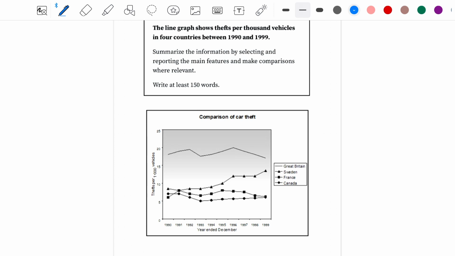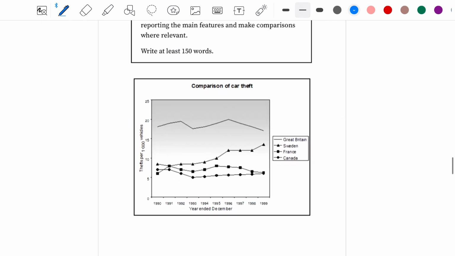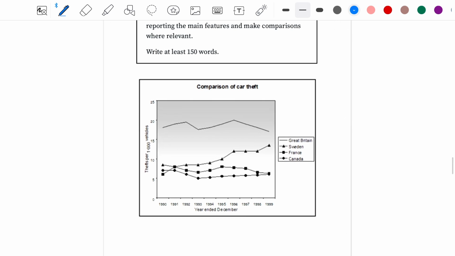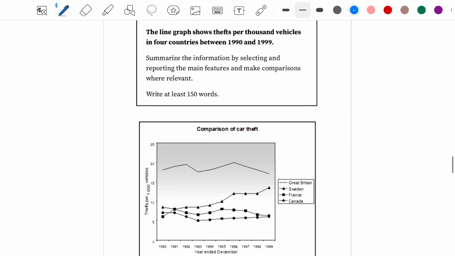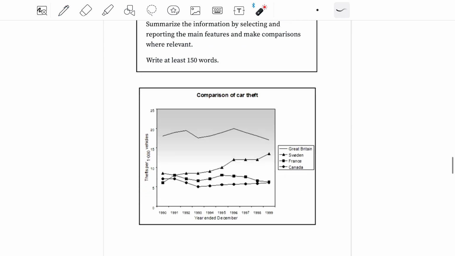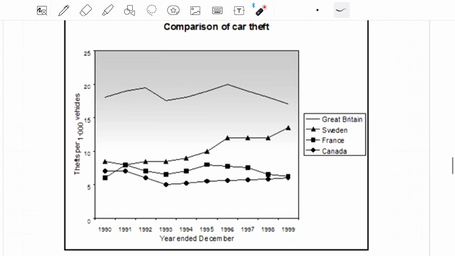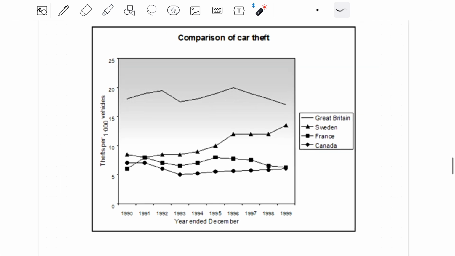Alright, so I hope that you'd pause the video and that you were able to have a look at the question. So let's now try to see what it is about. This question is of a line chart or a line graph which shows thefts per 1,000 vehicles in 4 countries between 1990 and 1999. Right? So there are 4 countries: Great Britain, Sweden, France, and Canada, and the line chart is showing car theft 1990 and 1999.